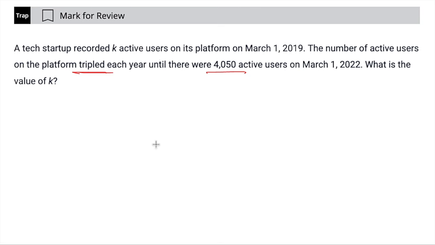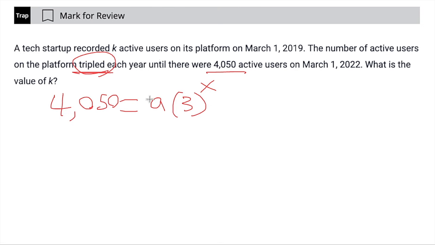So we should be thinking immediately when we see triple that this is going to be an exponential equation. So basically we've got y equals a times, in this case, being tripled to the x. And there were 4,050 active users in our scenario. So we're going to change y to 4,050. And then it says it tripled each year until this happened. We started in 2019, we went to 2022, that's 3 years.